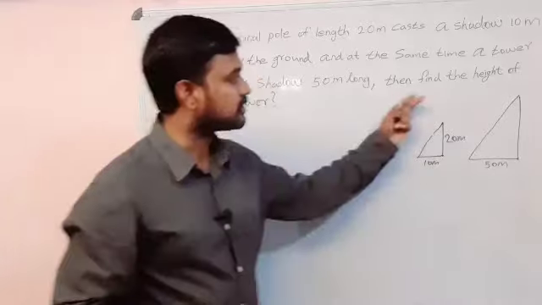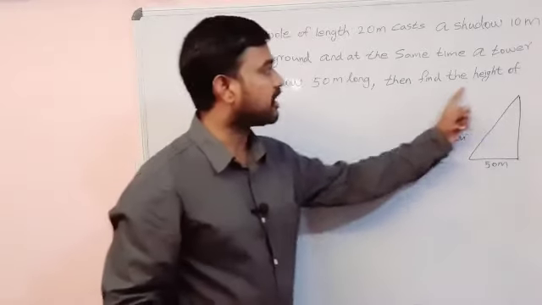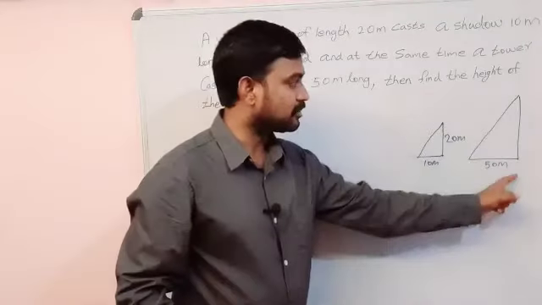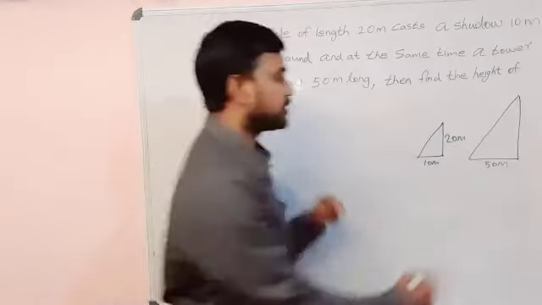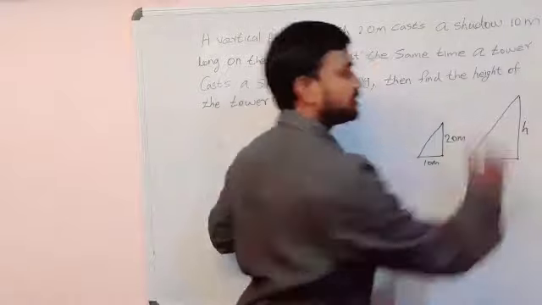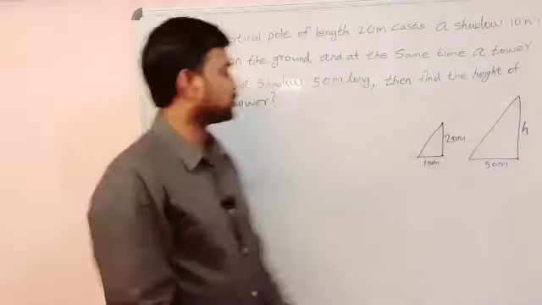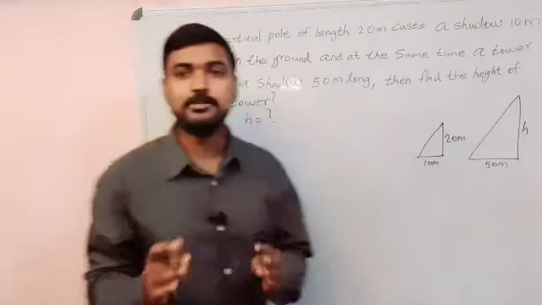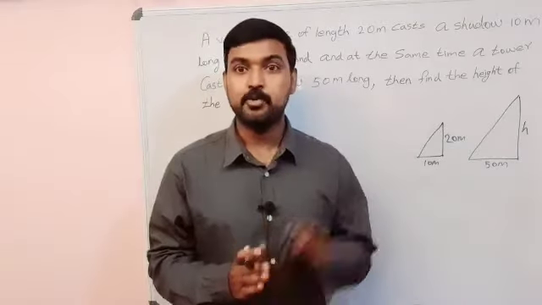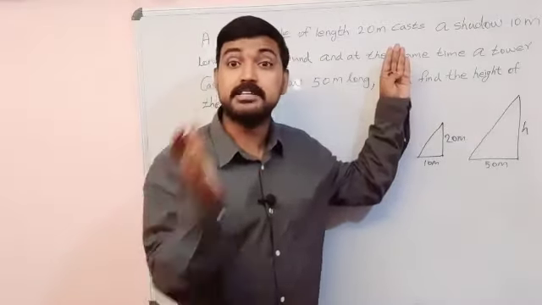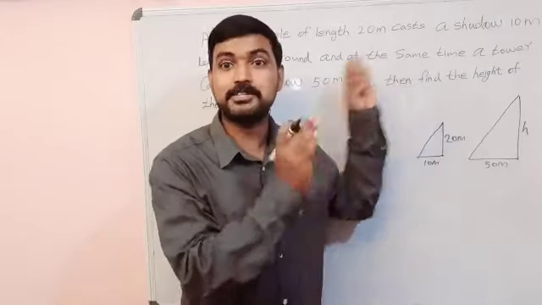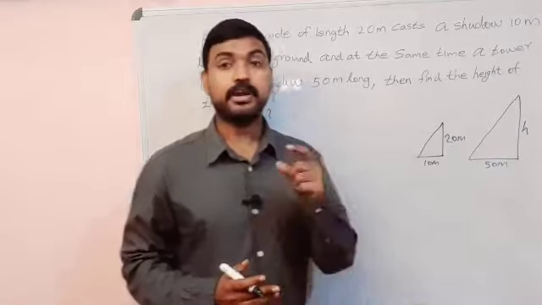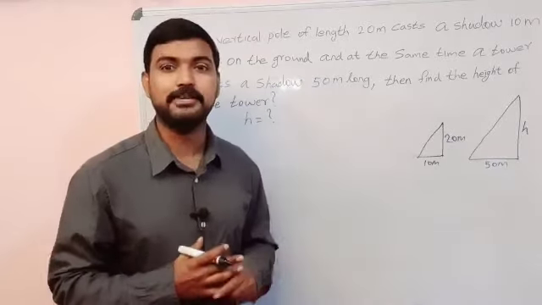What is the last sentence of this question? Find the height of the tower. So the height of the tower means this vertical line, which can be marked as H. So our question is to find the height of the tower. So my dear students, when we get a question, first we read the question and change it into pictorial meaning. So based on the question, we can draw the picture. And the third stage, we have to identify the symbolical meaning.